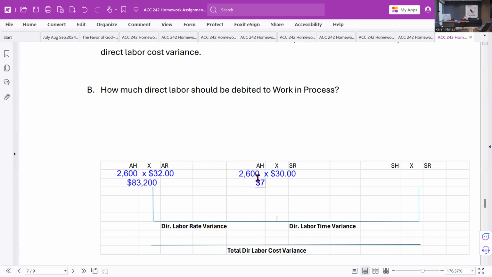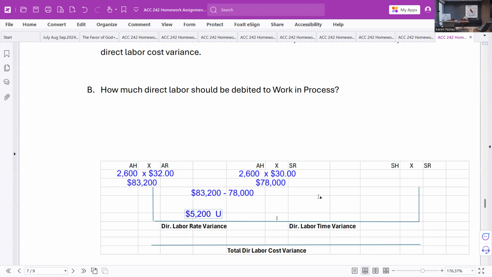So this is what that labor should have cost them. But instead they spent the 83,200. So the 83,200 minus the 78,000, that rate variance ends up being 5,200 unfavorable. Again, they spent too much. They spent $2 more on that labor than they should have.